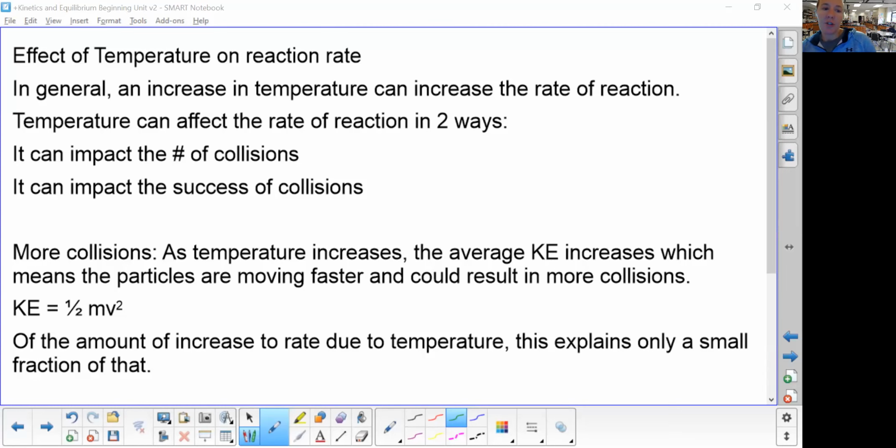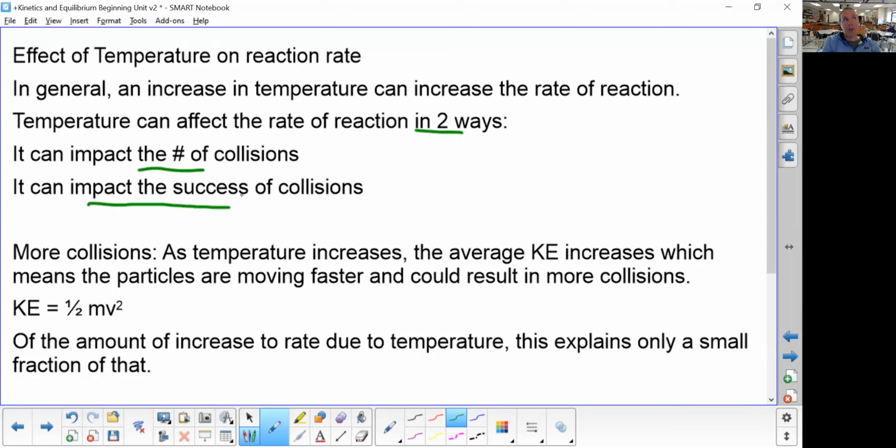So we've looked at how concentration affects the rate and how you can determine a rate law. Let's look at some of the other factors that can affect rate and how they affect rate. So temperature. In general, increasing temperature can increase the rate of reaction. It can do it in two ways. It can impact the number of collisions and it can impact the success of the collisions.